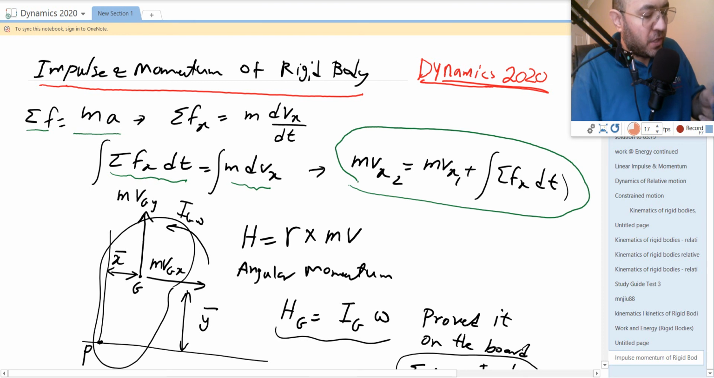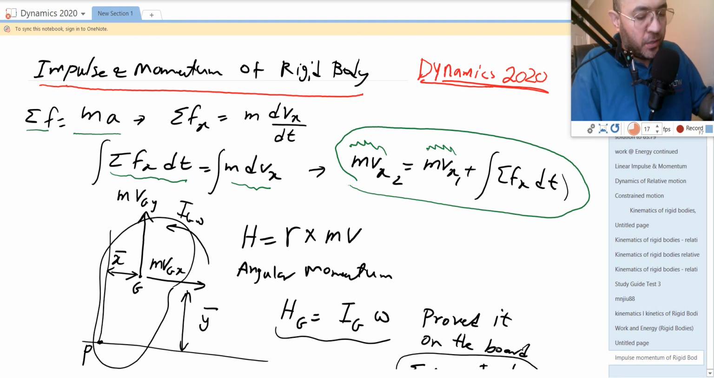In this equation, if you bring the v1 to the other side, this is a linear momentum. Linear momentum in the second state is equal to linear momentum in the first state plus the impulse, or impact, which is force times the time.